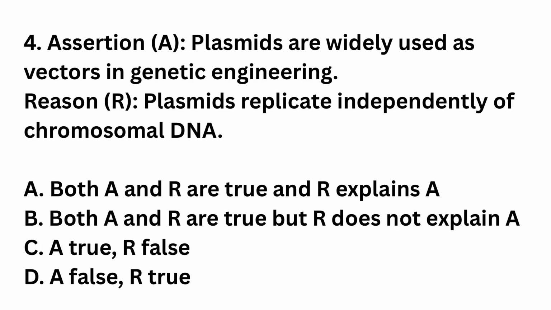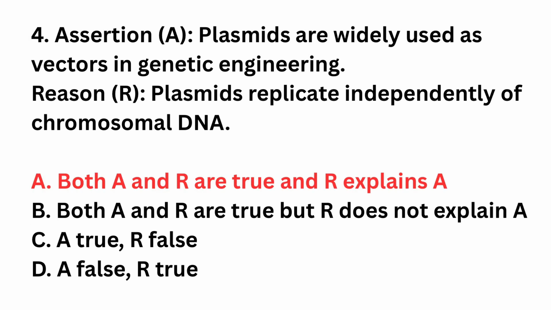Question number 4. Assertion. Plasmids are widely used as vectors in genetic engineering. Reason. Plasmids replicate independently of chromosomal DNA. Both assertion and reason are true and reason explains assertion. Both assertion and reason are true but reason does not explain assertion. Assertion true, reason false. Assertion false, reason true. The right answer is option A. Both assertion and reason are true and reason explains assertion. Plasmids possess independent replication ability, allowing inserted genes to multiply inside host cells, making them ideal vectors.